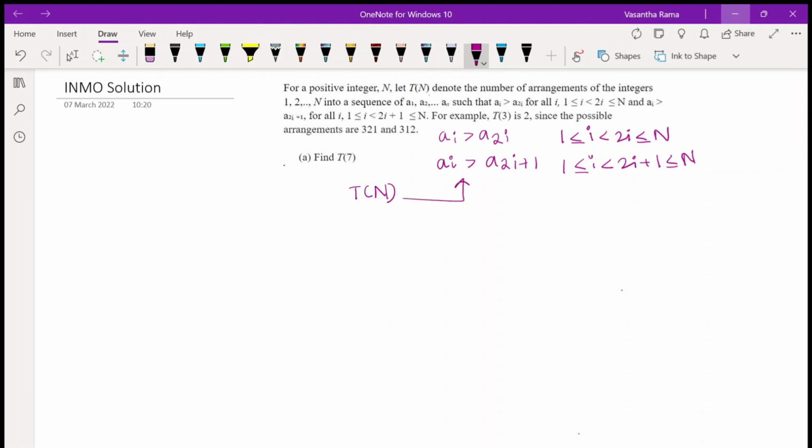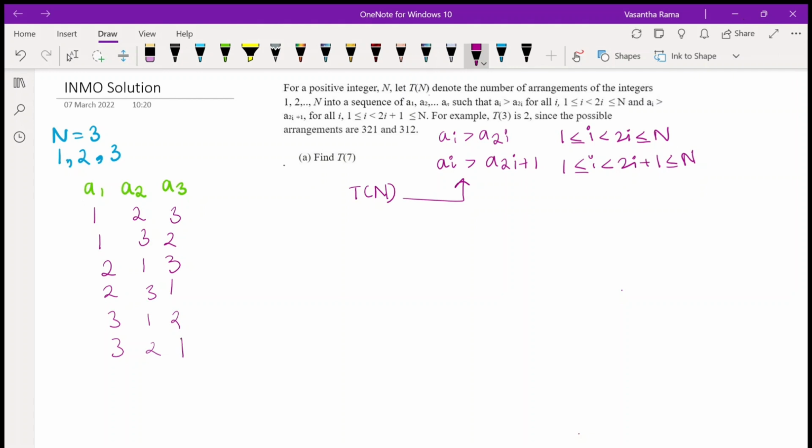Let us understand this better with the help of an example where n is equal to 3. So the integers that we have are 1, 2 and 3. These are to be arranged in a certain order a1, a2 and a3. What are the possible arrangements with 1, 2 and 3? 1, 2, 3; 1, 3, 2; 2, 1, 3; 2, 3, 1; 3, 1, 2 and 3, 2, 1.